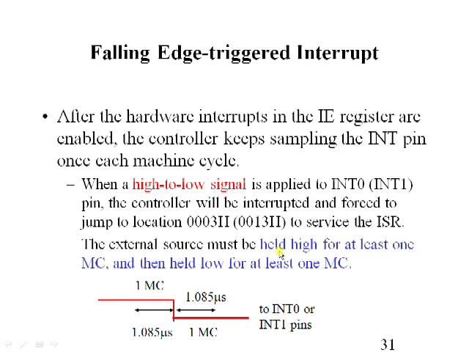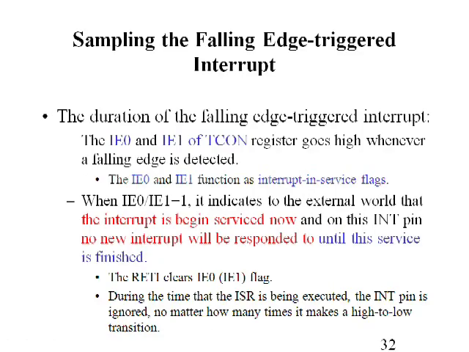The external source must be held high for at least one machine cycle and then held low for at least one machine cycle. So we have to maintain this particular duration for the high pulse as well as for the low pulse. Then only the processor can recognize this kind of interrupt. And here the IE0 and IE1 of the TCON register go high whenever a falling edge is detected. So IE0 and IE1 are the two bits present inside the TCON register.